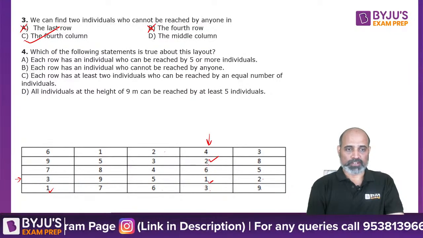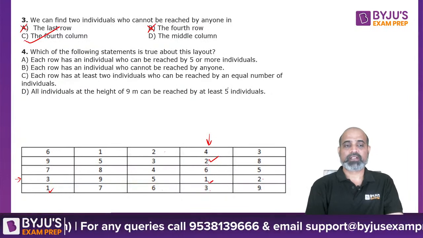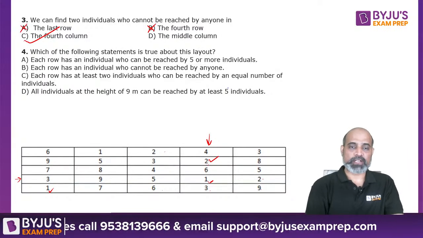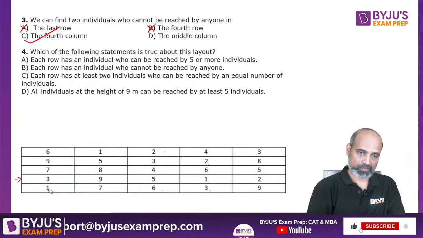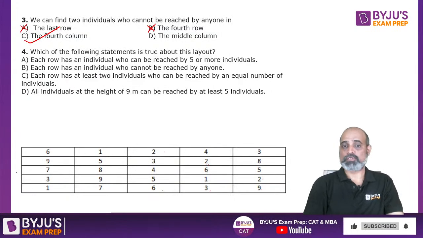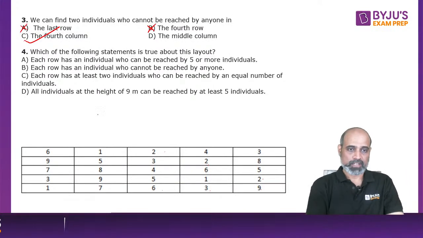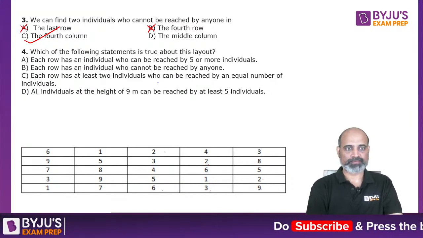Fourth question. Which of the following statements is true about this layout? A: Each row has an individual who can be reached by 5 or more individuals. So this is going to be time consuming to solve, so we will not start checking this one first. B: Each row has an individual who cannot be reached by anyone. This is relatively easier to find.